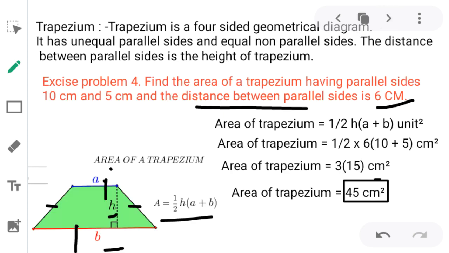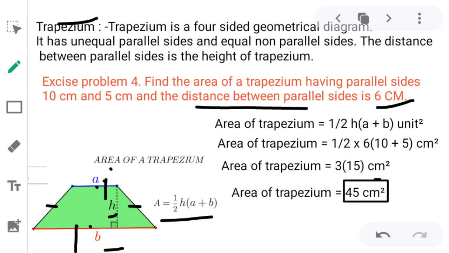So next let's take some geometrical diagram, that is trapezium. Trapezium is a four-sided geometrical diagram, but its opposite sides are not equal but parallel. The side A and side B, you may observe in the diagram, are parallel, but the other two sides are not parallel, but they are equal in length. There is a distance between side A and side B. That distance is called height, indicated by letter H.